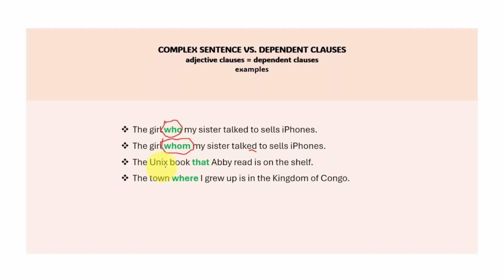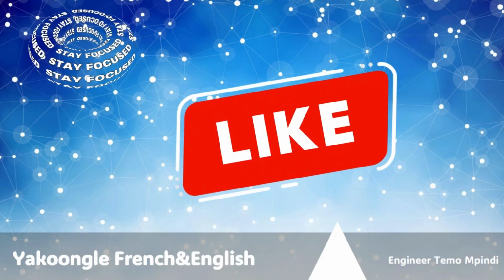The Unix book that Abby read is on the shelf. Now, this also is, when you take a look, the town where. This one is a pronoun but behaves as a conjunction.